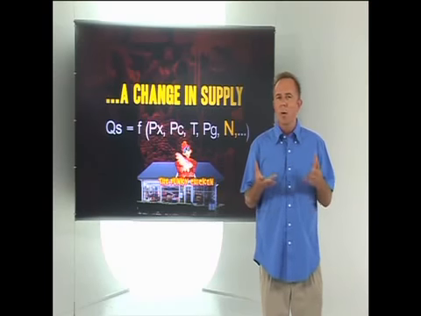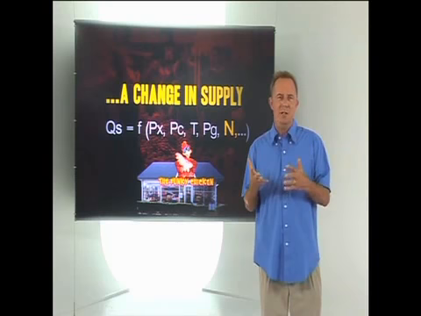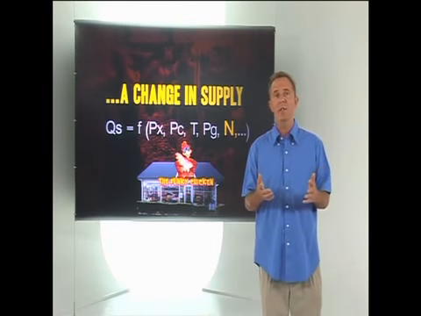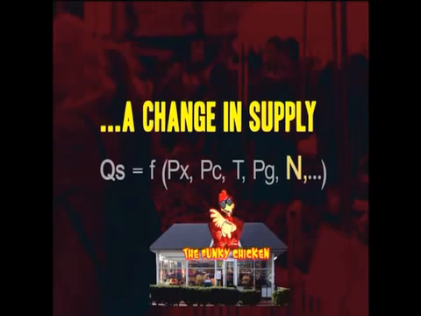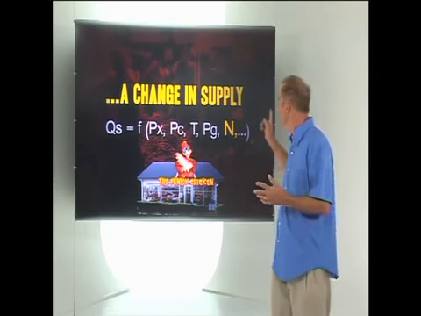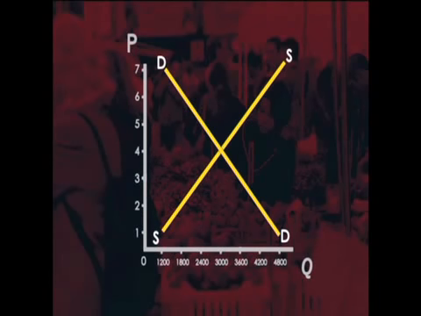Let's turn our attention to a change in supply. What are the factors that might cause a change in supply, that is, a shift of the supply curve? Okay, to start with, let's now assume there's an increase in the number of suppliers. With more businesses selling chicken, the supply curve will shift to the right.